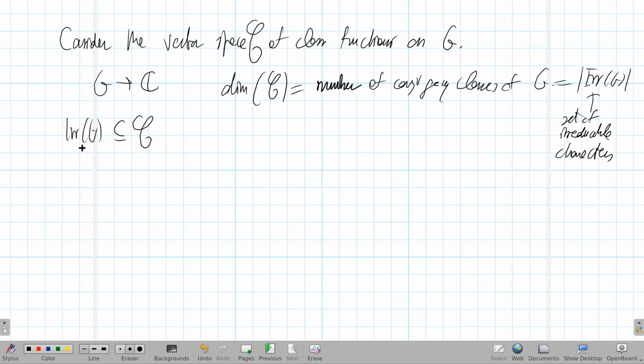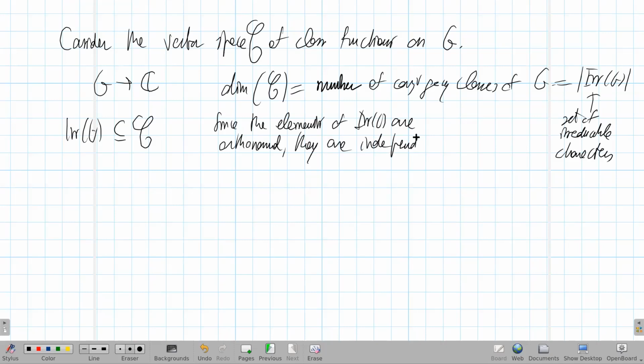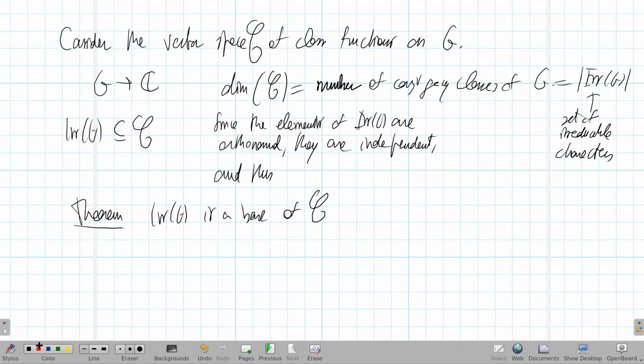And we know that they are independent because they are orthonormal. Since the elements of G are orthonormal with respect to a certain inner product, they are independent. And thus, they are a basis. And thus, we can call it a theorem: G is a basis of C, of the space of class functions on G.